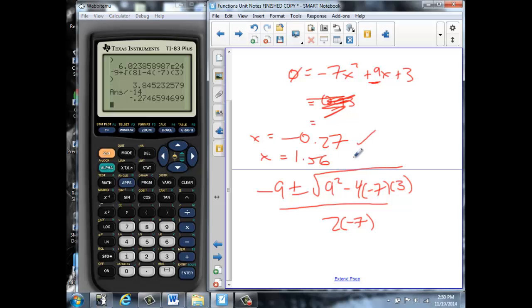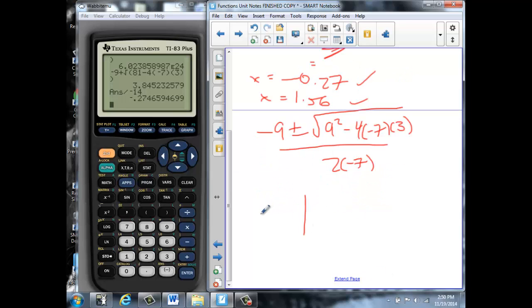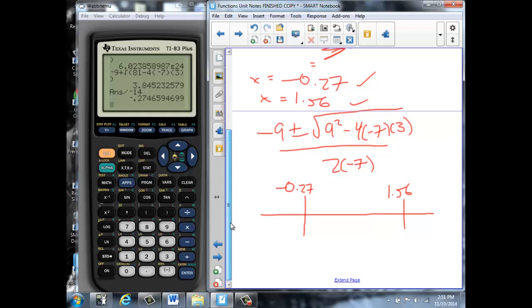Anybody else having issues getting these two answers then? Still not happening? I'll come take a look at yours in a second. Last thing you've got to do is plot these on a number line. So on a number line, go with 1.56 right here and negative 0.27 right here. Now we need to pick numbers on one side or the other and figure out where answers actually lie. Chances are it's either going to be the numbers in the middle or on the outside edges. So give me a number that's bigger than 1.56.